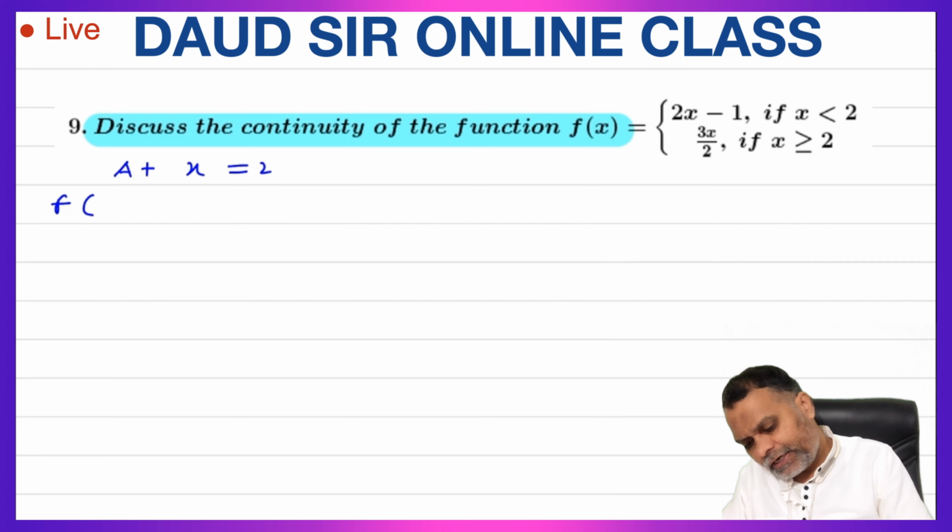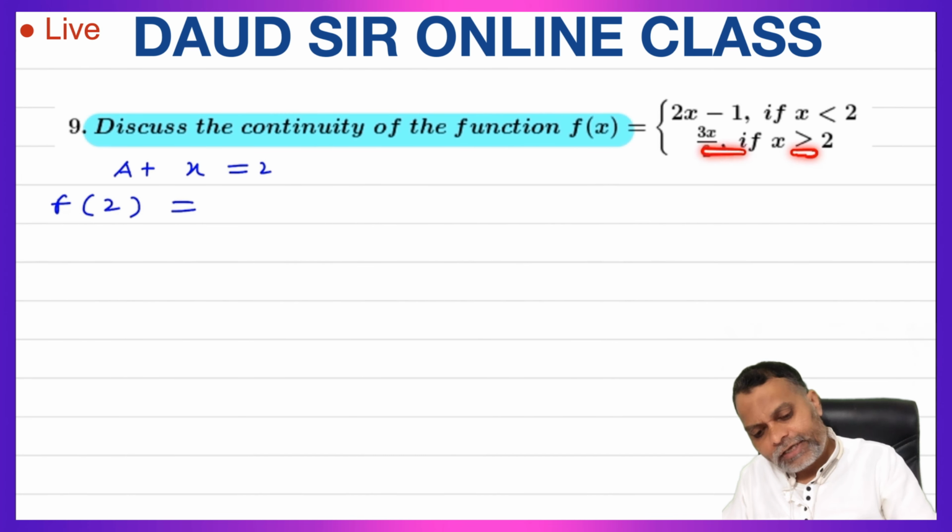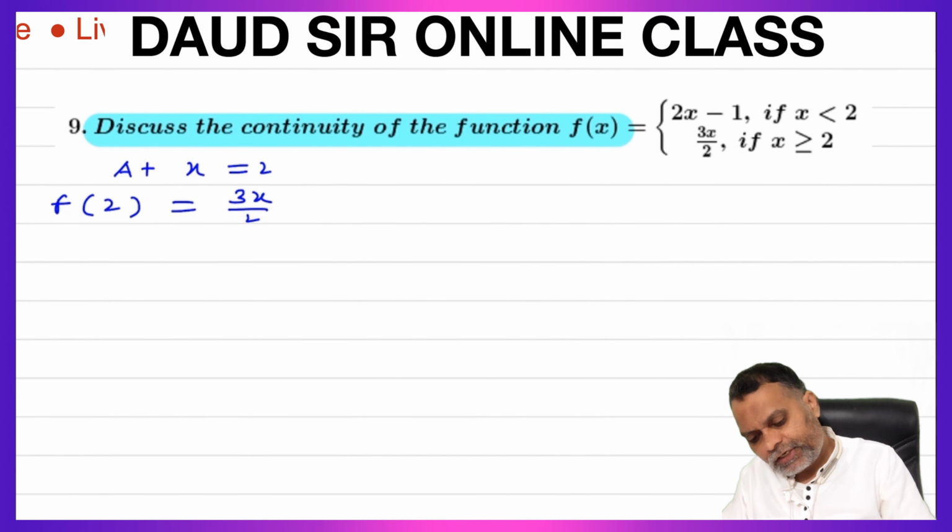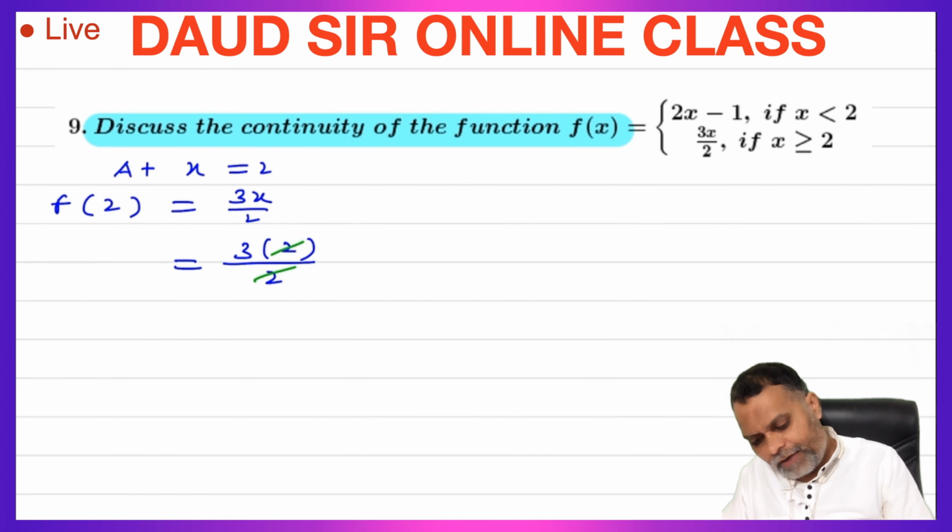The value of the function at x is equal to 2 is f of 2. Here x is equal to 2, so take this 3x upon 2. Put x is equal to 2: 3 into 2 upon 2, the 2s cancel. So f of 2 is equal to 3.